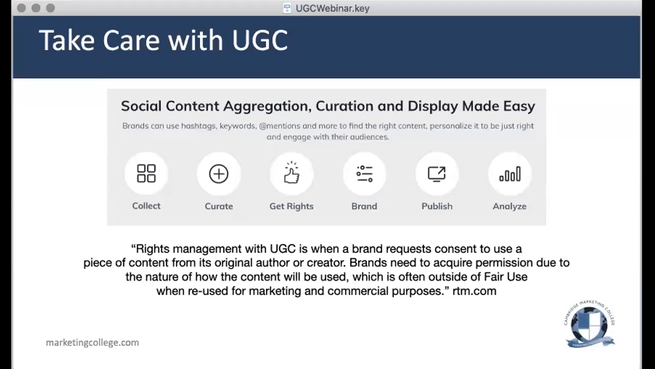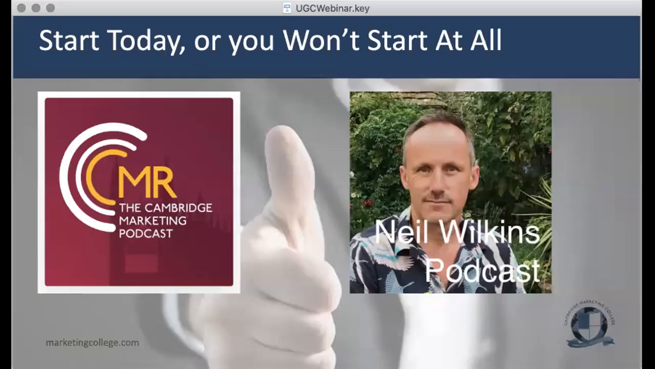So fair use, absolutely no problem at all. But if it's beyond that, then think about getting that permission. And so those simple steps really should help you to be using user-generated content in a very productive way within your digital marketing and content creation.